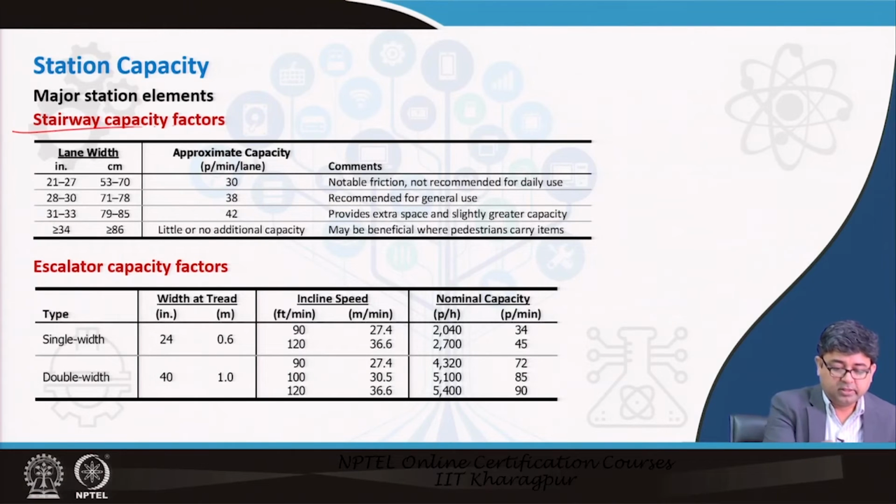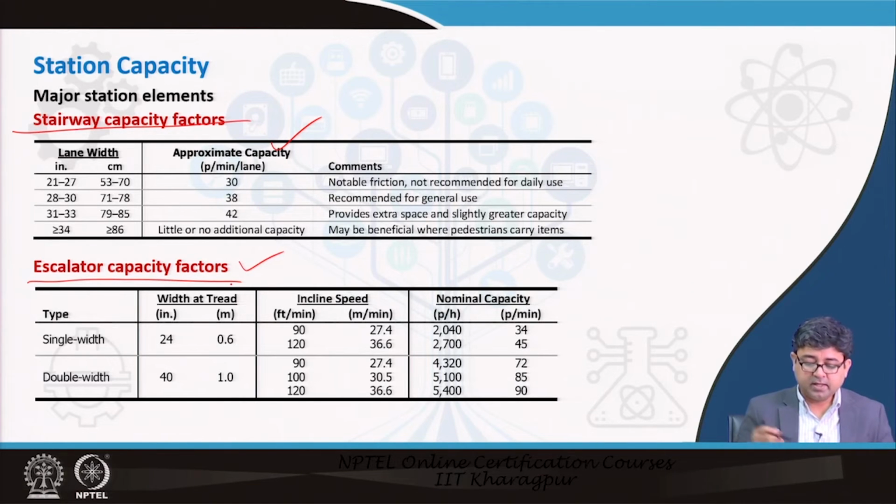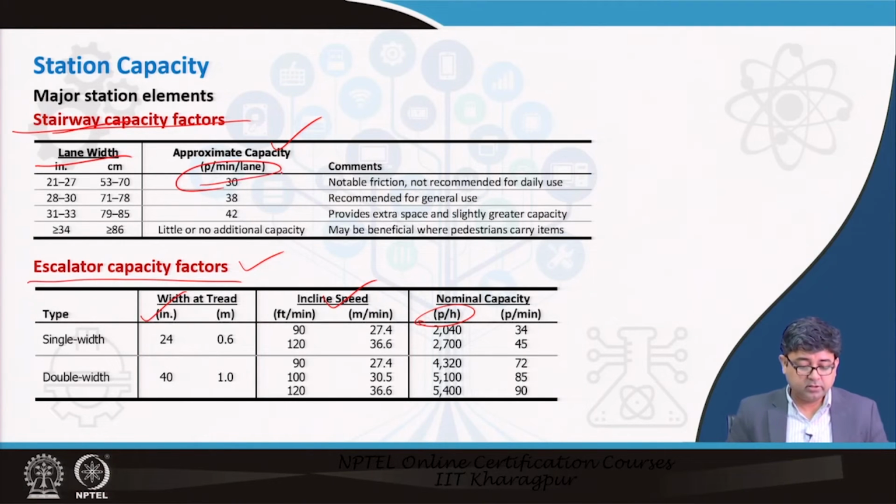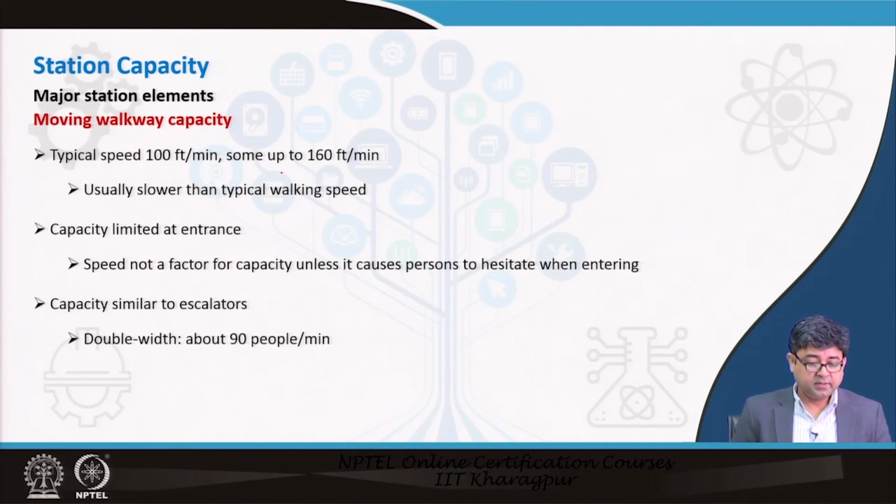Now, if you want to do it separately, you can have the stairway capacity factor separately and the escalator capacity factor separately. Again, all of these are dependent on certain parameters. When it comes to escalators, it depends not only on the width, but also on the incline and speed, and that will tell you how many passengers per hour they can accommodate. Stairway capacity is dependent upon the width and the flow again. So, you know what the flow is.